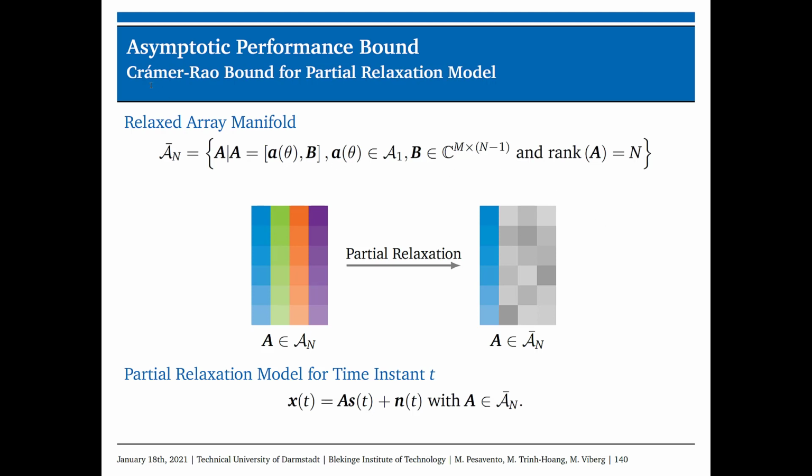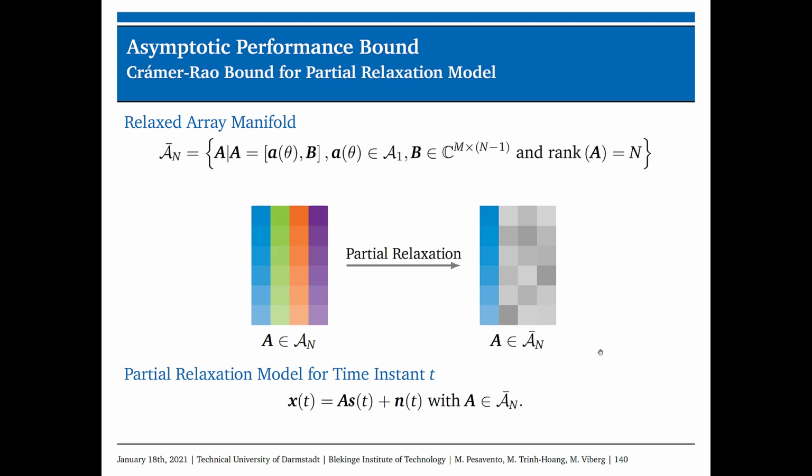Let us now return our attention to the algorithms developed under the partial relaxation framework, the partial relaxation of the interference structure. Recall that we define a relaxed n-source array manifold as a set of all full-rank m times n matrices A, with the first column belonging to a given single-source array manifold and the remaining n-1 columns relaxed to an arbitrary complex matrix of dimensions m times n-1. The measurements generated under the partial relaxation model are obviously different from the signals generated under the conventional signal model, as the observations are generated with different prior information of the array manifold.